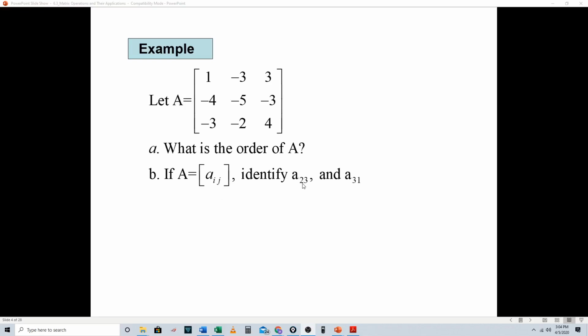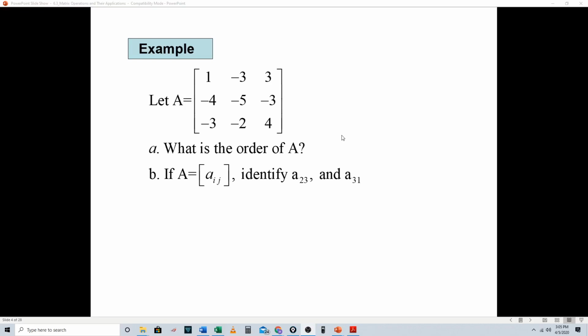We needed to identify A23, so that's second row, third column. So first row, second row, third column, that's -3. And then A31 means third row, first column. So third row, first column, that is -3. So let me write it down so we can see it.